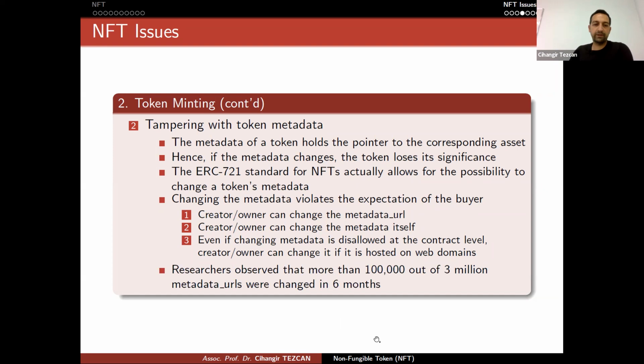So in the same paper, researchers observed that more than 100,000 out of 3 million metadata URLs were changed in 6 months. So this is actually a very huge number, right? You bought an NFT, it maps to a URL, and in 6 months, the URL is changed, which is not something you would like.